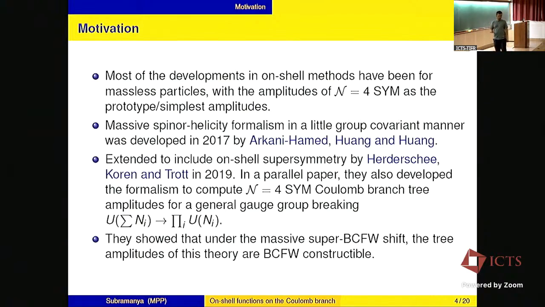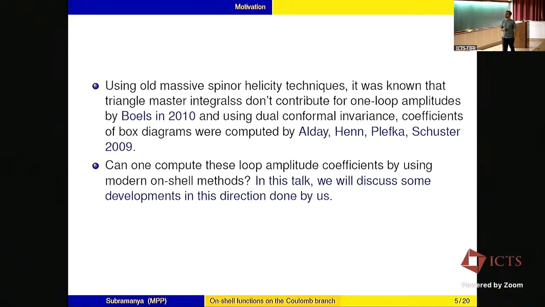You can give vacuum expectation values to these scalars and induce spontaneous symmetry breaking, let's say from a gauge group U(N) to a product over i of U(N_i). And in this general setup, they showed that under the massive supersymmetric BCFW shift, the tree amplitudes are recursable. There is no pole at infinity.